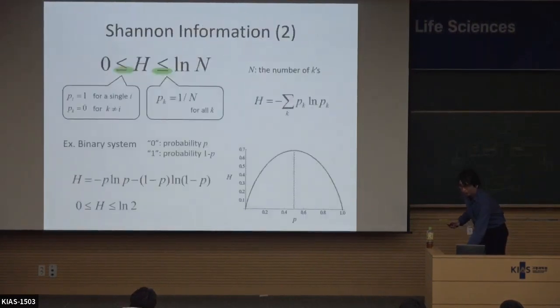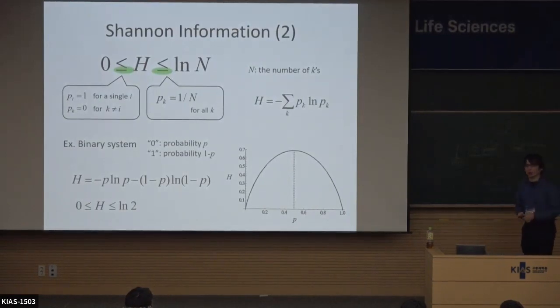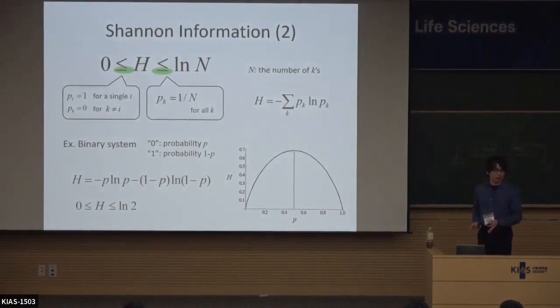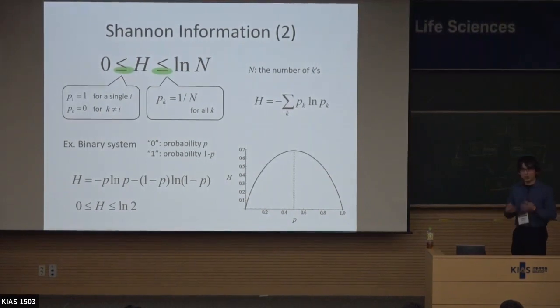Okay, so this is a very general definition of Shannon information. That is also called Shannon entropy. And compared to thermodynamic entropy, the information entropy can be defined for arbitrary probability distributions. So that means that information entropy can be defined even for non-equilibrium situations. Only in the equilibrium case does information entropy reduce to the ordinary thermodynamic entropy.